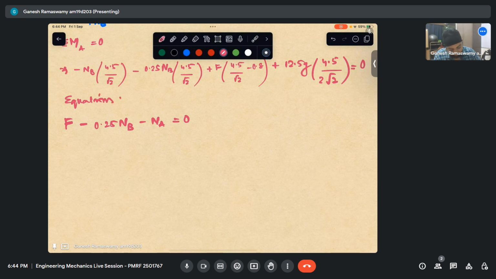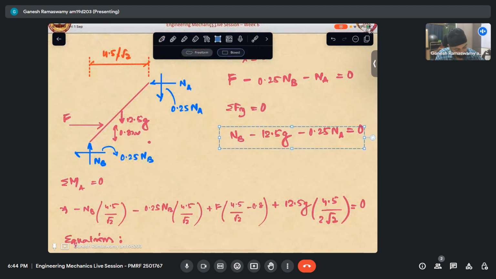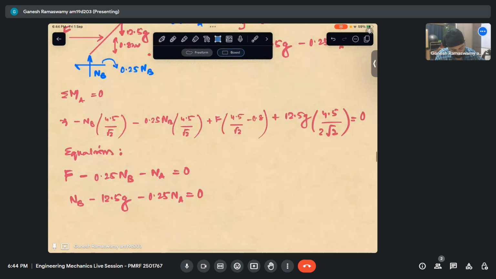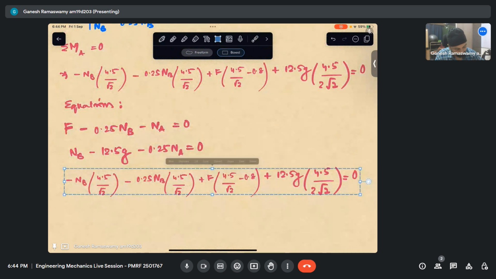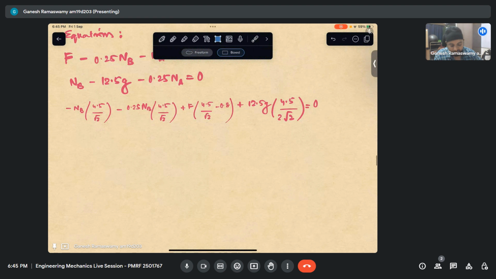Equations of equilibrium are, this is one, this is the next one, and this is the third equilibrium equation. So I have three equations and three unknowns. So I can basically solve this by putting it in a matrix. So let me go ahead and do that.